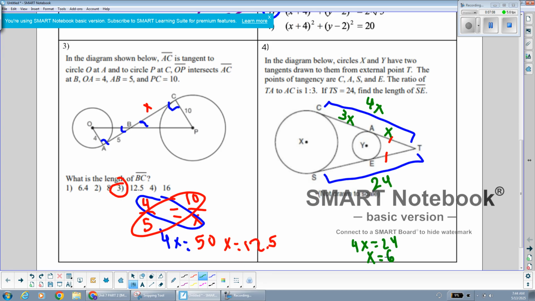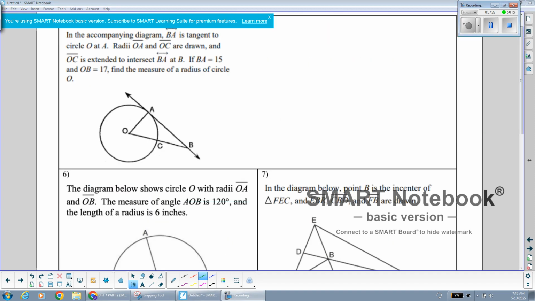And then if I plug in, 6 times 3 is 18. So AC is equal to 18. And that makes sense because that's the 3x part. It's longer than the x part, so it should be bigger than the x part.